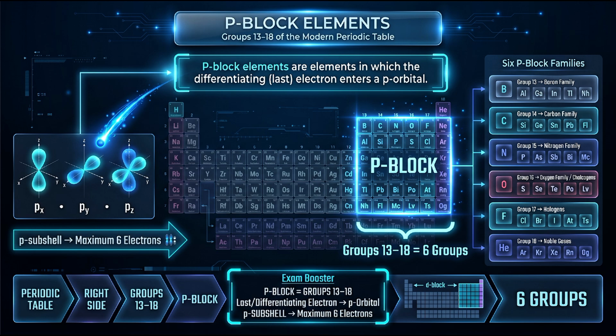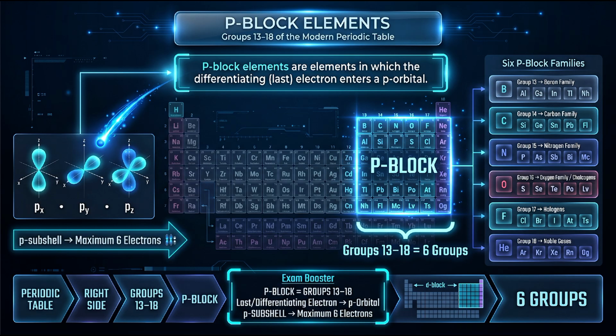When we move down a p-block group, additional electron shells are added. As a result, atomic size generally increases, shielding effect increases, and the attraction between the nucleus and the outermost electrons becomes weaker. Ionization energy generally decreases down a group, while metallic character generally increases. However, p-block elements show several important irregularities and exceptions, so periodic trends should always be understood rather than memorized blindly.